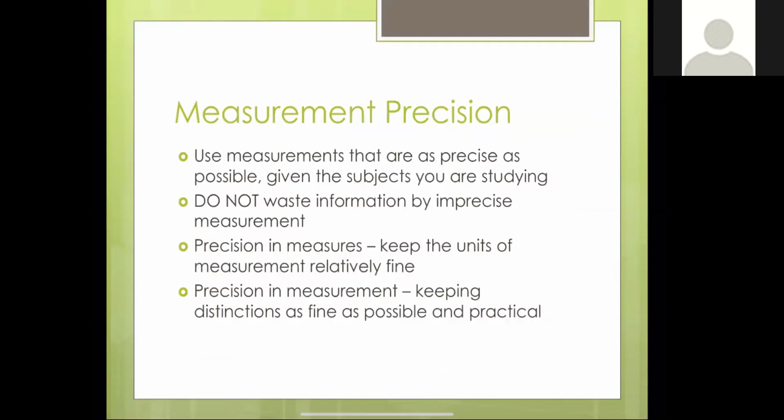Measurement precision. This is a different topic, but it is pertinent. It's the idea of using measures that are as precise as possible, and this typically refers to numerical precision, given the subject that you're studying. You don't want to waste information by using imprecise measures, so the idea is keeping the units of measurement relatively fine. For an example, we'll make another table here.